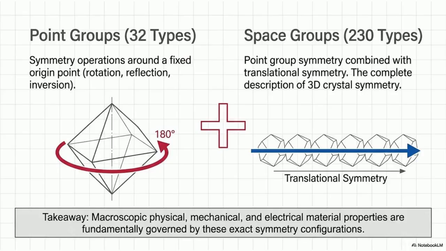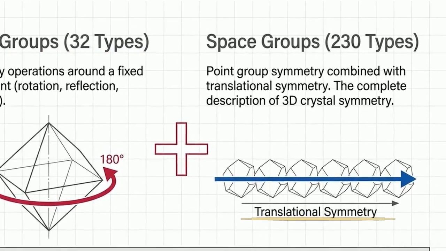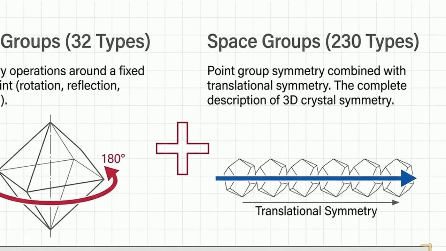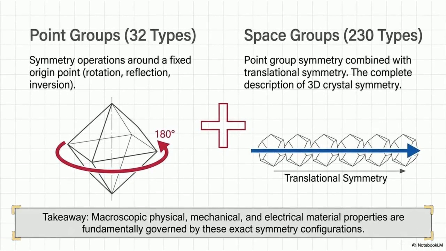This schematic maps the absolute limit of structural possibility. It combines the 32 independent point groups on the left with the translational symmetry on the right. This calculation yields exactly 230 space groups. These 230 groups provide the complete description of 3D crystal symmetry. This mathematical boundary serves as the primary governor for macroscopic physical, mechanical, and electrical material properties.